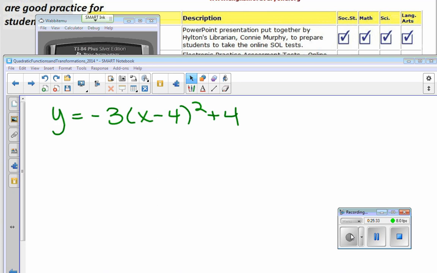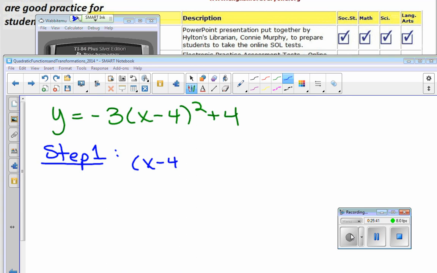So that means step 1 is simply going to be x minus 4 times x minus 4. That's all I am doing right now. I'm just multiplying the binomial. I'll deal with this -3 in step 2. All right, so when I multiply these using FOIL, as I was walking around, I saw a couple of mistakes, so make sure you're checking your answers.